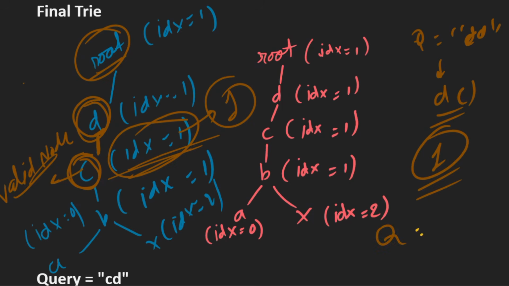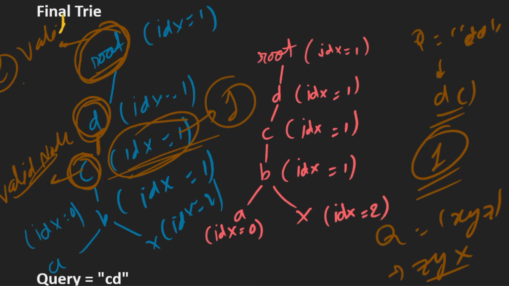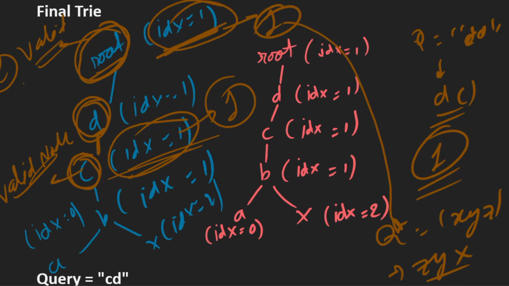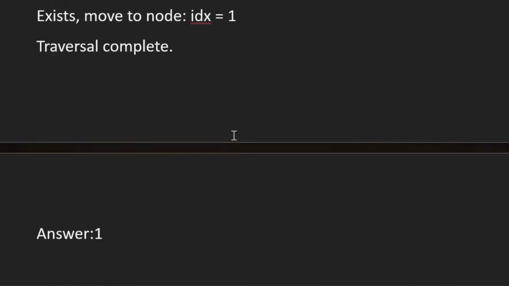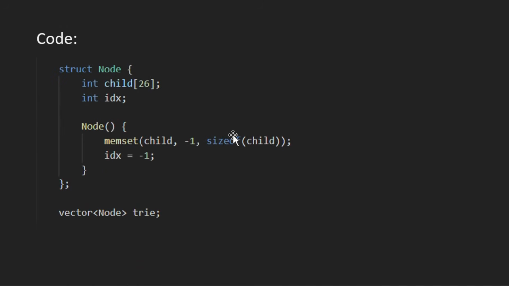The next query that we have is xyz. When we reverse it we get zyx. So we go to the root node. We check, do we have a child for z? No, there is no child for z, so we stop here. So this is our valid node for the string zyx. We check the index value stored here, which is 1. So this is the answer for the string xyz. This way we'll find the answer for all the queries.